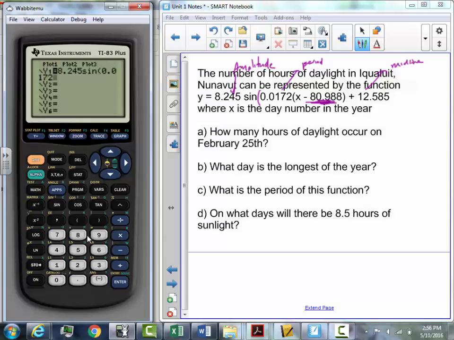0.0172, then open another bracket for x minus 80.8988. Close a bracket, but then you actually have to close a second bracket. It kind of implies that there's a bracket around all of that stuff. And then you get to add the 12.585. So before you press graph or anything, double check and make sure that yours is typed in exactly like mine is. So we do 2 brackets after the. Yeah.